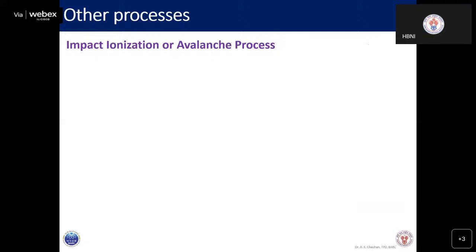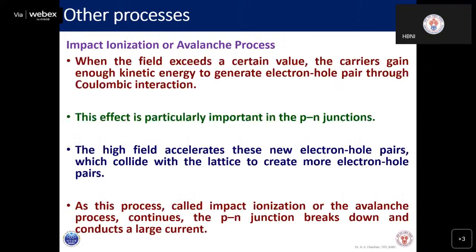There are other processes like impact ionization. Impact ionization is when, suppose you are having an electron and you have applied a field. The electron will get attracted due to this field. It will experience a force, and then it will start moving. So when this field exceeds a certain value, the carriers gain enough kinetic energy to generate an electron hole pair through a Coulombic method.